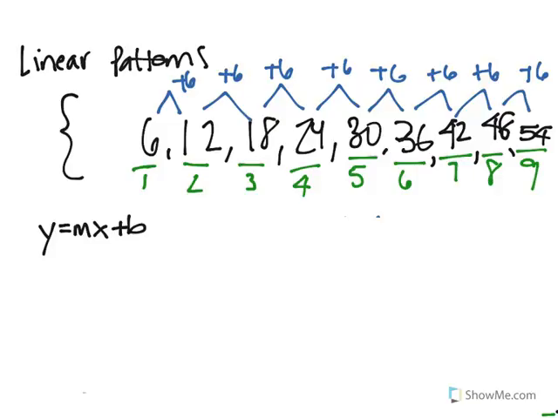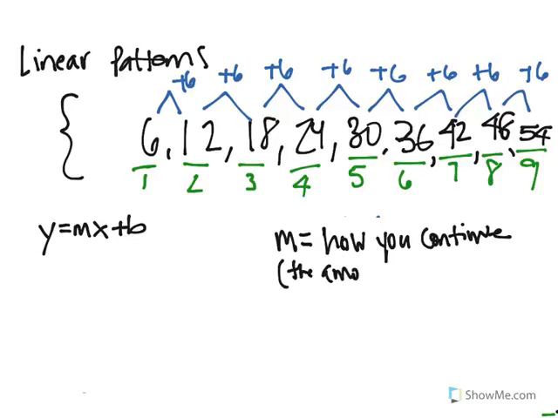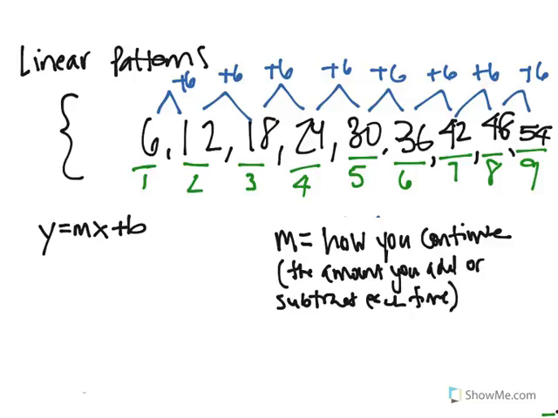So in a linear pattern, m is going to equal, let's just call it how you continue. It is how much are you adding or subtracting to each term as you move through the sequence. So it's basically the amount you add or subtract each time. So in the example above, it would be positive 6, right? We're adding 6 to each term as we move through the sequence.